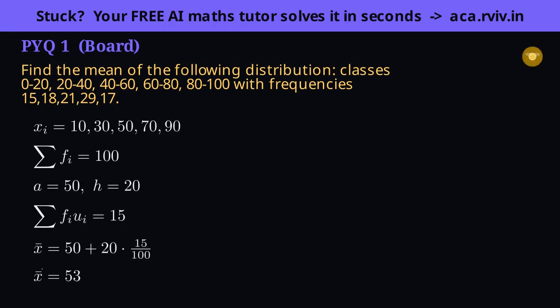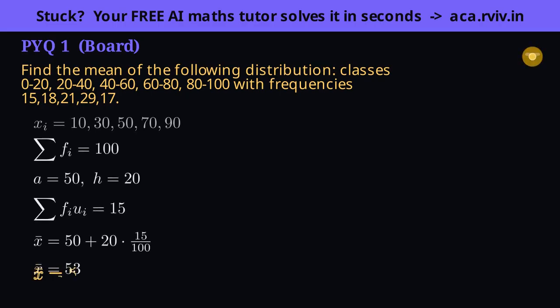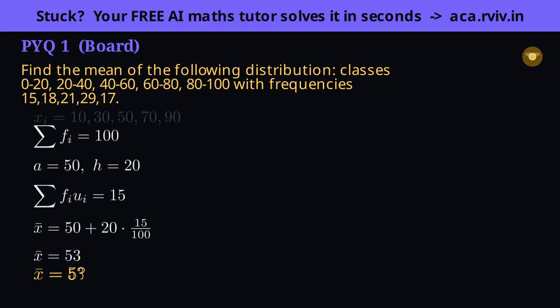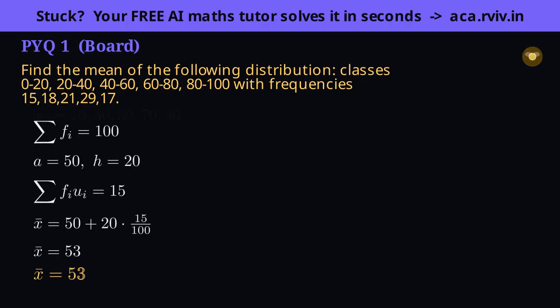So the exam takeaway, step deviation turned class marks in the tens into the integers -2 through 2, so the whole weighted sum fit on one line and the arithmetic was error-proof. On a timed board paper, that tidiness is worth real marks.